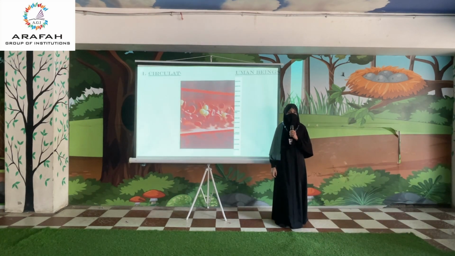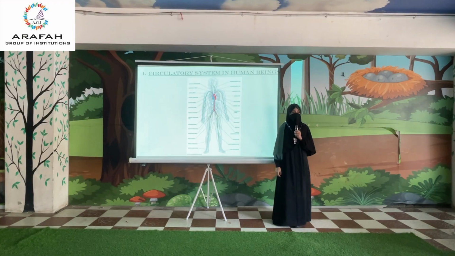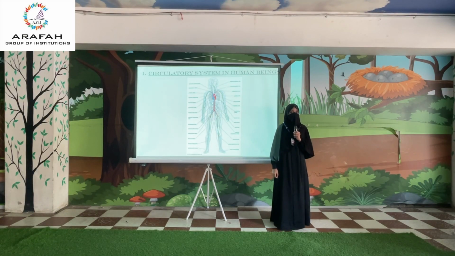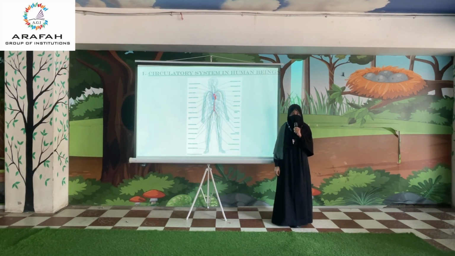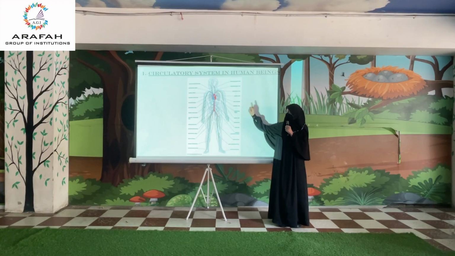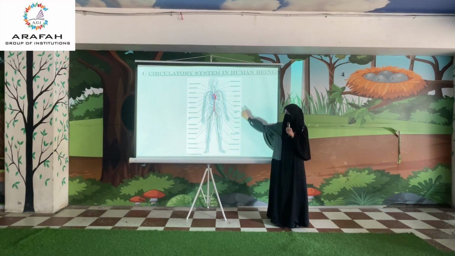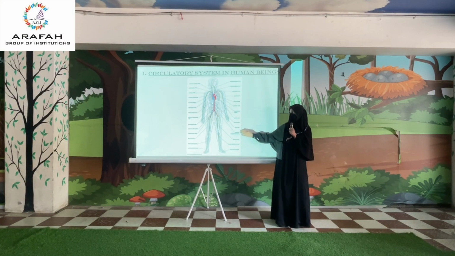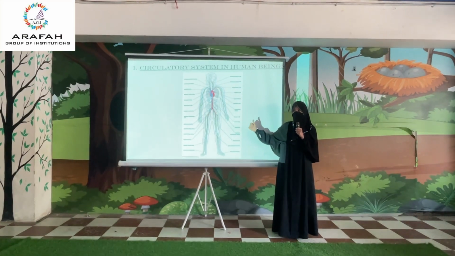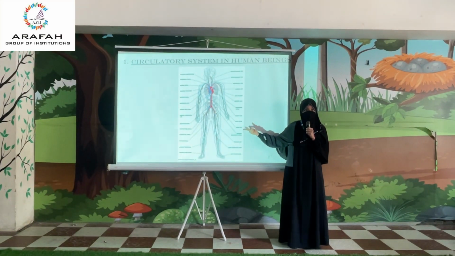Good morning, everyone. Thank you for giving me a wonderful opportunity to speak a few words on human circulatory system. In human beings, a transport system is needed to carry materials such as carbon dioxide, oxygen, and nutrients to different parts of the body. This transport system is called human circulatory system. In circulatory system, there are three major components: blood, heart, and blood vessels.